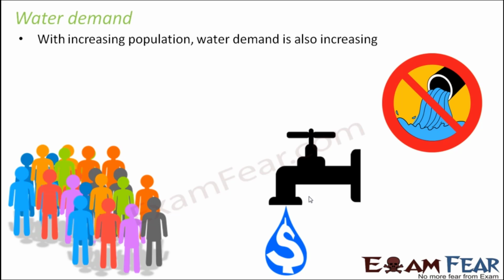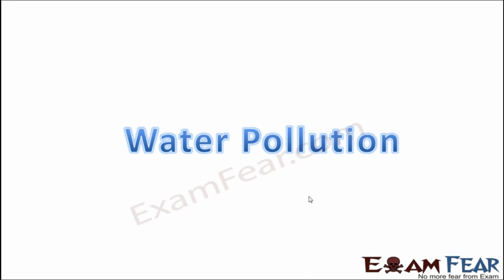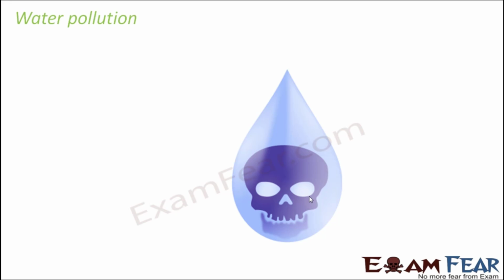So everybody needs water. What can we do? One simple thing is that we should stop wasting water. We already have less water, which is not able to fulfill the demand of the increasing population. On top of that, if we waste water also, then the shortage becomes all the more. So we should stop unnecessary wastage of water, so that we can at least meet the basic needs of the increasing population. But with water, there is also contamination of unwanted materials, which is polluting the water. So let us discuss water pollution.